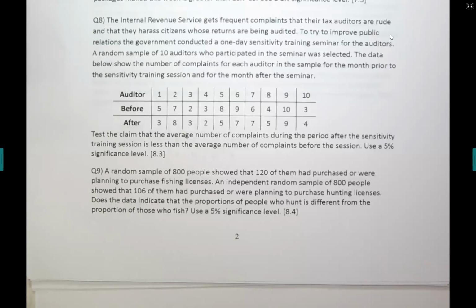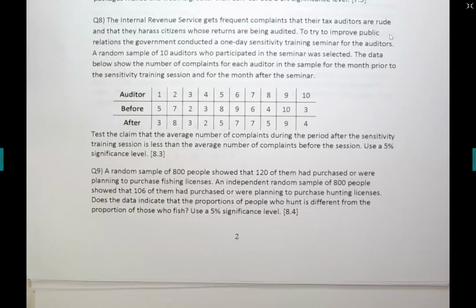And for the month after the seminar. Test the claim that the average number of complaints during the period after the sensitivity training session is less than the average number of complaints before the session. So we want to check, guys. So those auditors, people were complaining about them that they were rude. They don't treat the customers right. So what the IRS did, they made them go through some training, and we want to check if after the training the number of complaints reduced. That means the auditors are doing a better job in treating the customers right.